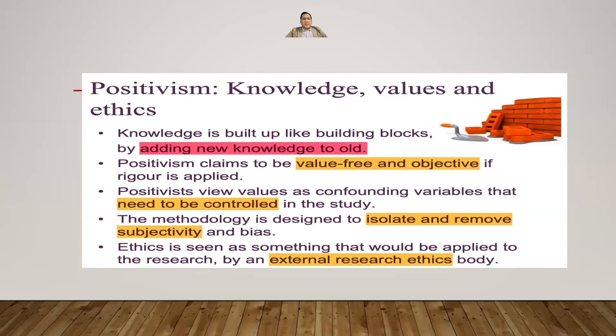Positivism claims to be value-free and objective. So positivists say knowledge should be objective. It means that there is no interpretation from someone or the researcher, so it should be free of interpretations. And positivists also view values as confounding variables that need to be controlled in the study. So there should be a control variable. I mean, you give treatment to the phenomena that you want to investigate.